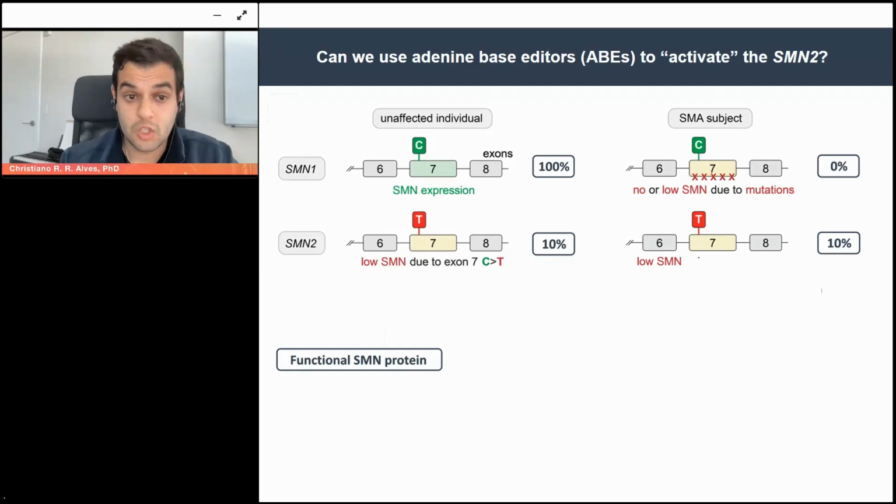In an SMA patient, we don't have protein coming from the SMN1 gene, and it'll be very difficult to target those mutations because each patient can have a different mutation in the SMN1 gene. However, because the SMN2 gene is there, and we know that the C2T mutation is the main difference between both, the idea here would be to target that SMN2 gene and then make that T become back a C. And if we revert that T to C, we could activate the SMN2 gene to produce protein.